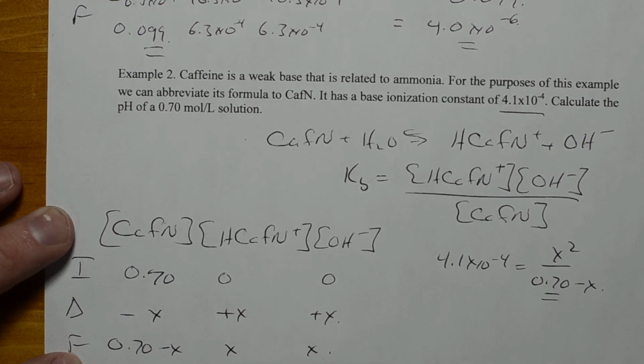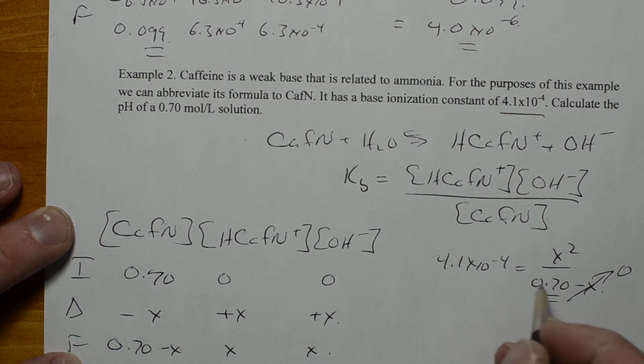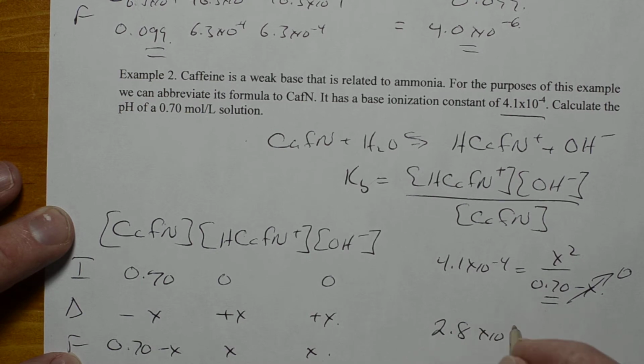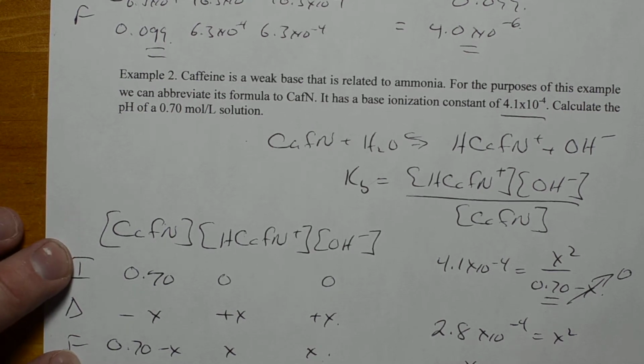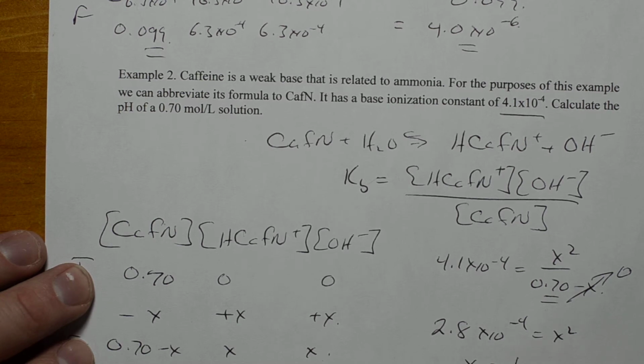Therefore, we can say that 0.7 minus x approximates 0.7. Again, I want to see that in your answer. So 0.7 times 4.1 is, let's just call it 2.8 times 10 to the minus 4 equals x squared. X must equal the square root of 2.8 times 10 to the minus 4, and if we were to calculate it, I think it's about 1.6 times 10 to the minus 2.